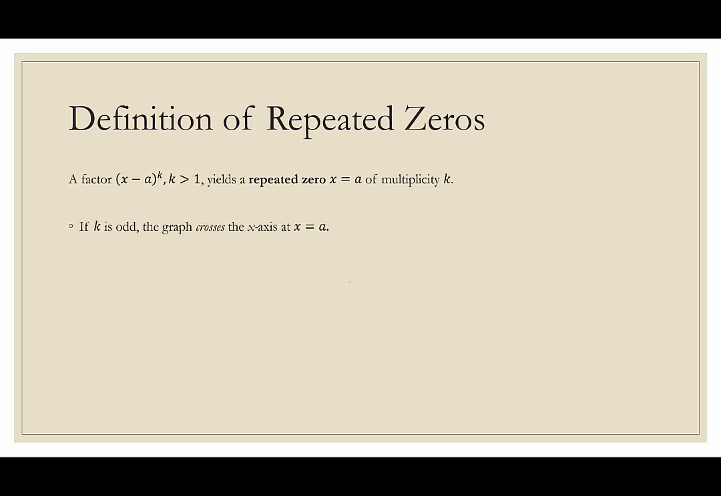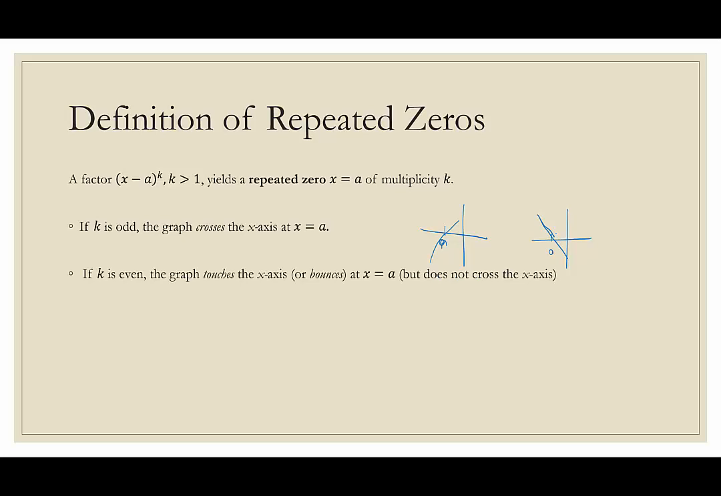If k is odd, which 7 was, that means that the graph would cross the x-axis at x equals a. So if this is a here, the graph would go through a. It would go from negative to positive, or maybe it goes from positive back down to negative. So it crosses through a. If k is even, the graph touches the x-axis, or I like to say it bounces at x equals a, but it does not cross the x-axis. So it's going to turn back around at that point.